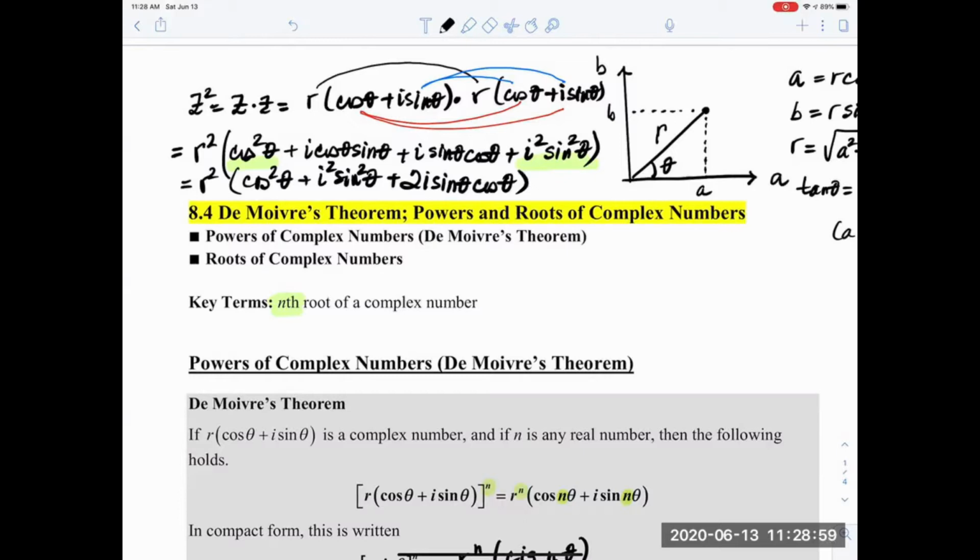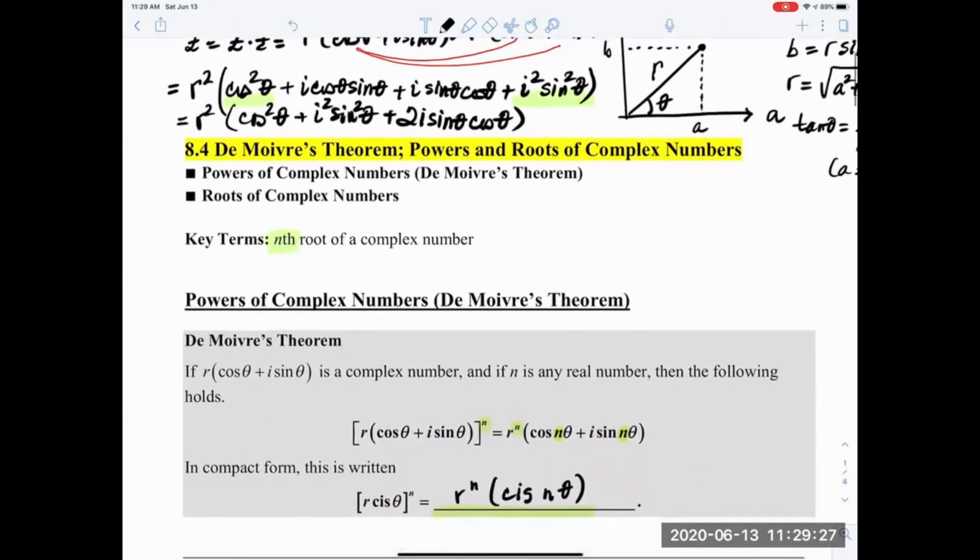When you keep solving this, because you can go ahead and continue with it, I'm trying to find room here to see where exactly I'm going to put it. But in the end, you will see that you end up with R squared, cosine of 2 theta plus I sine of 2 theta. Let me see where I can put it in here.